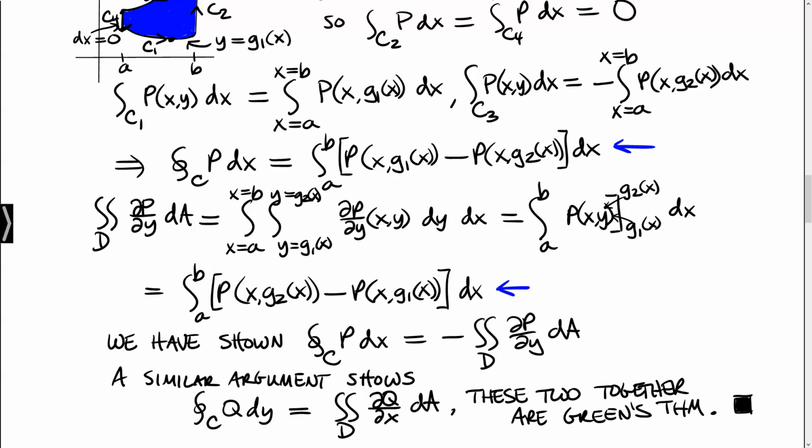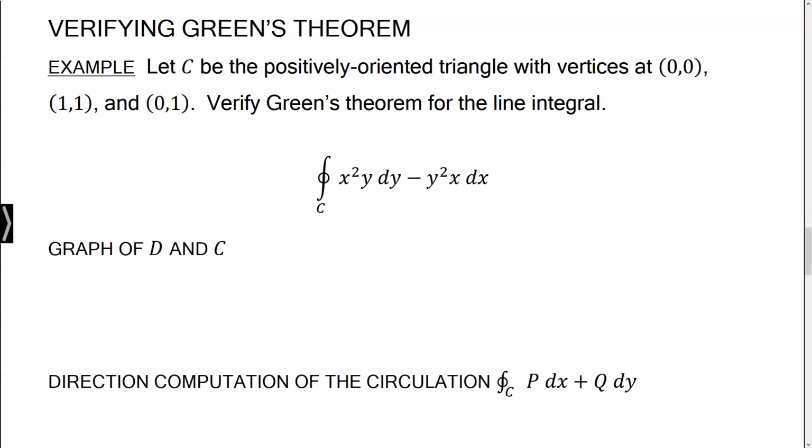Okay, so that's the proof in this particular case. So let's look at a couple examples. We're going to verify it by doing both ways. We'll do the line integral and we'll do the double integral and see that we get the same answer. All right, we're going to look at a triangle. So positively oriented triangle, vertices at the origin, 1, 1, and 0, 1.